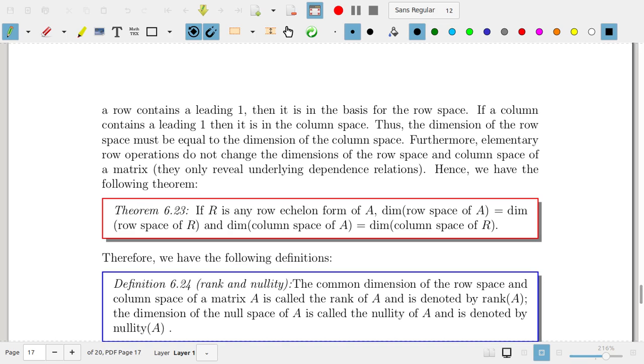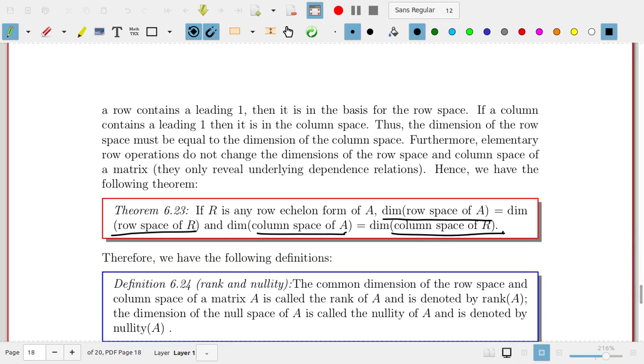So hence we have the following theorem. If R is any row echelon form of A, the dimension of the row space of A equals the dimension of the row space of R, and the dimension of the column space of A equals the dimension of the column space of R.